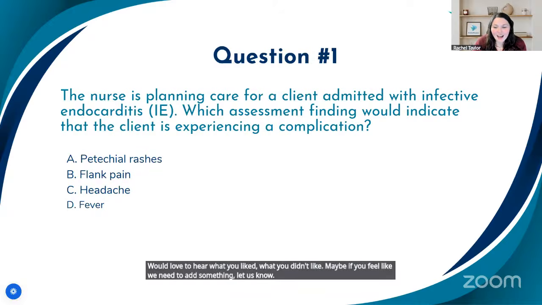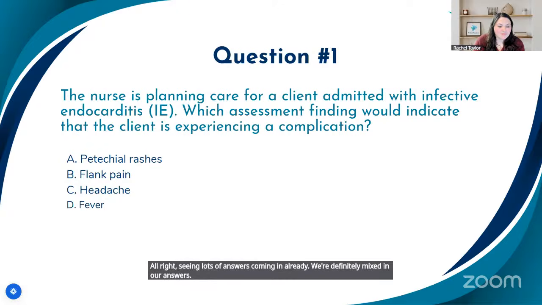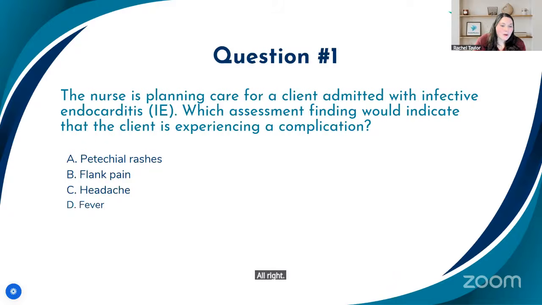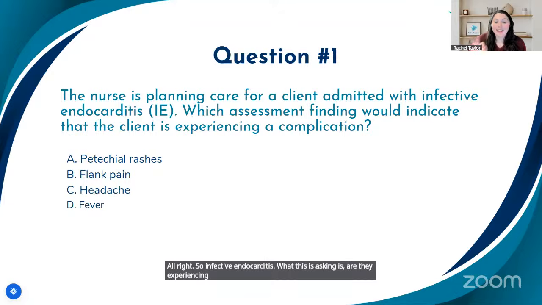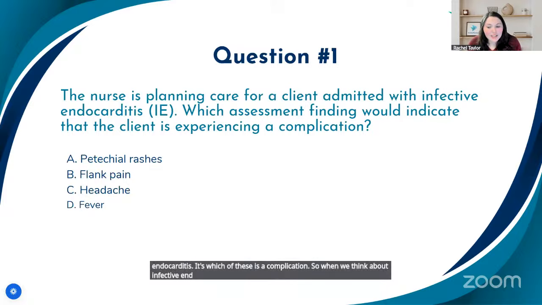All right, seeing lots of answers coming in already. We're definitely mixed in our answers. All right. So infective endocarditis. What this is asking is, are they experiencing a complication? It's not saying that this is a finding of infective endocarditis. It's which of these is a complication. So when we think about infective endocarditis, would we see a petechial rash?